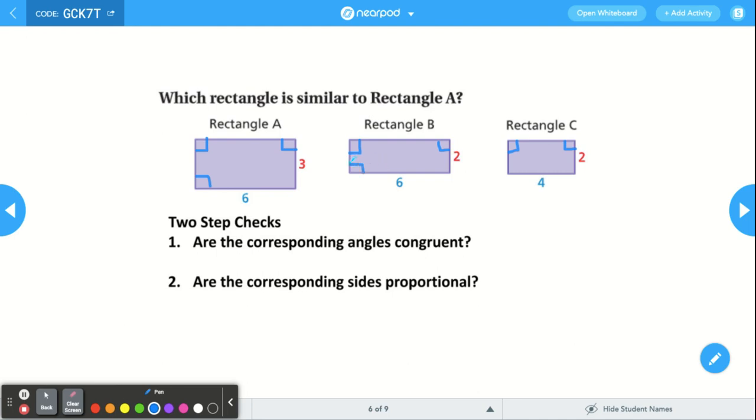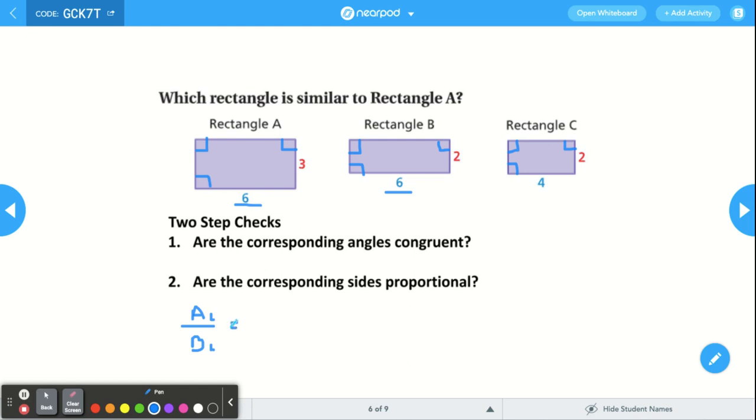Remember, another name for congruent is the same. So far, we can't tell which one of these is going to be the similar rectangle because all the angles are congruent. All right, so let's move on to the second rule. Are the corresponding side lengths proportional? Let's first start with the length of rectangle A versus rectangle B. I'm just going to put a little L for the length.